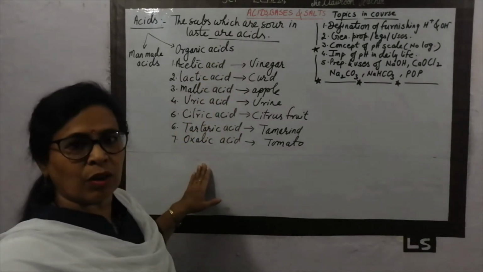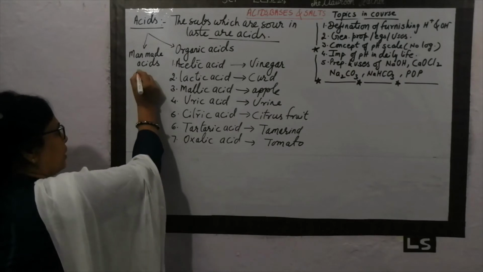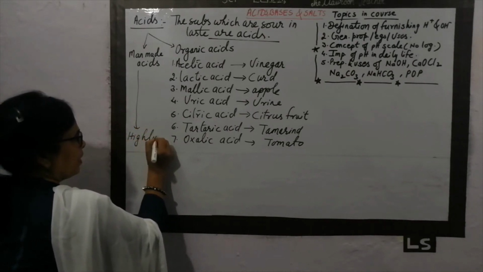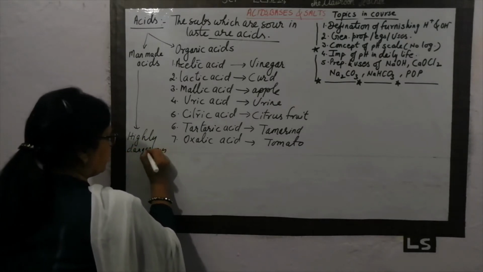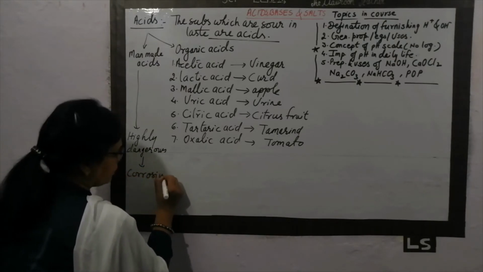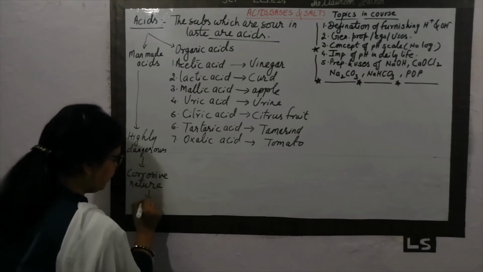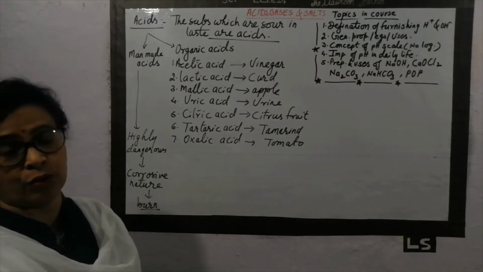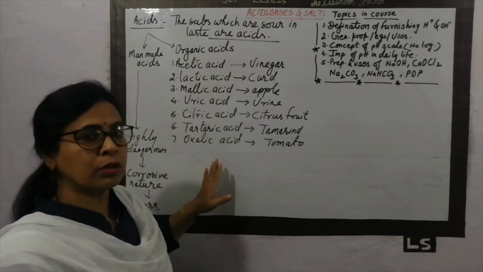These are organic acids. We are able to taste all these acids. But there are man-made acids, which are highly dangerous because they have a corrosive nature. Corrosive nature means it creates burns. So we are not able to taste the man-made acids, but we are able to taste all these organic acids.